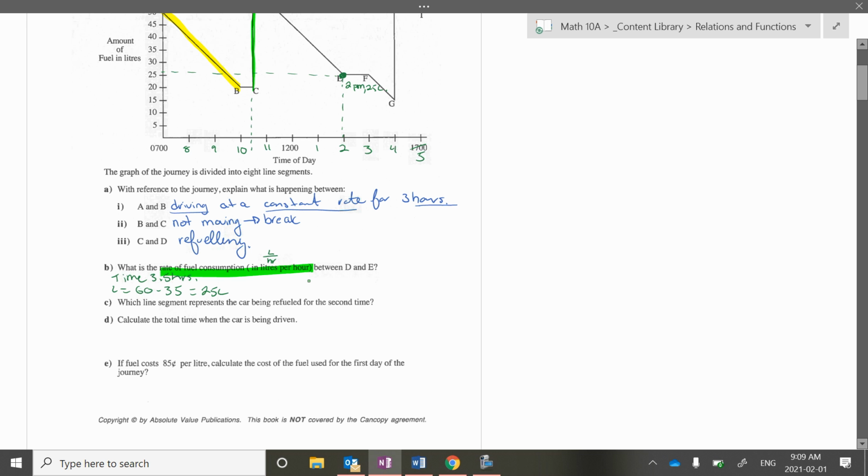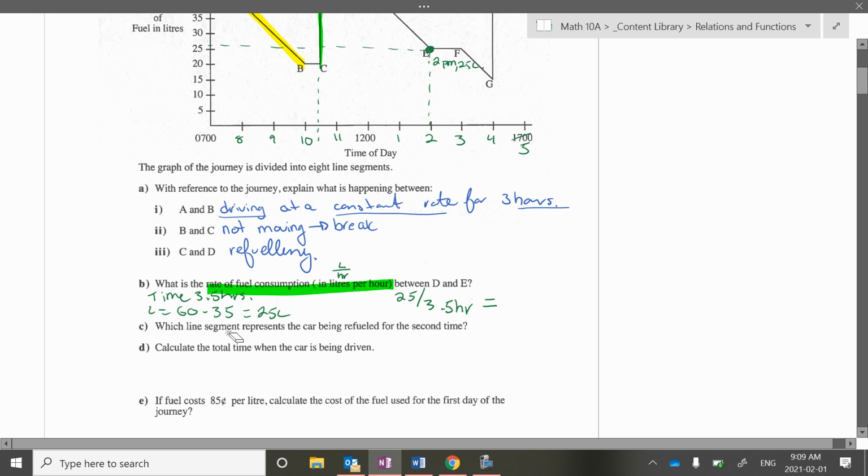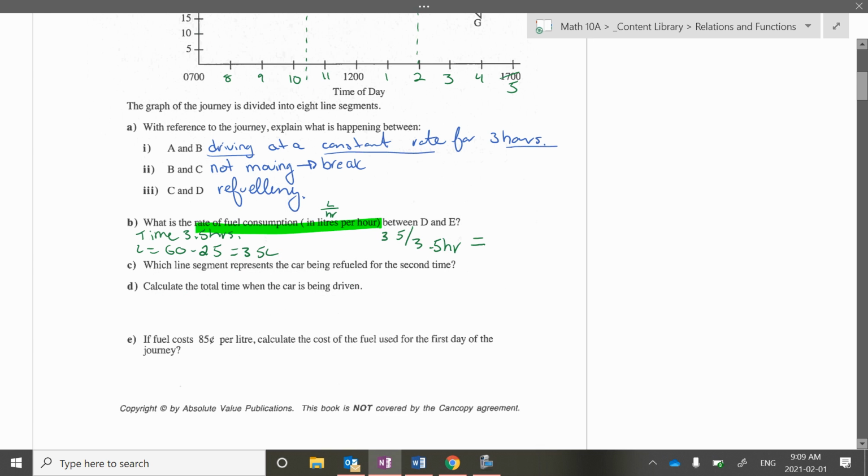Fuel consumption was liters per hour. So we're going to go 25 divided by 3.5. Oh, I'm sorry. I said it was at 25, didn't I? So divided by. We all should have calculators with us. What is 35 divided by 3.5?